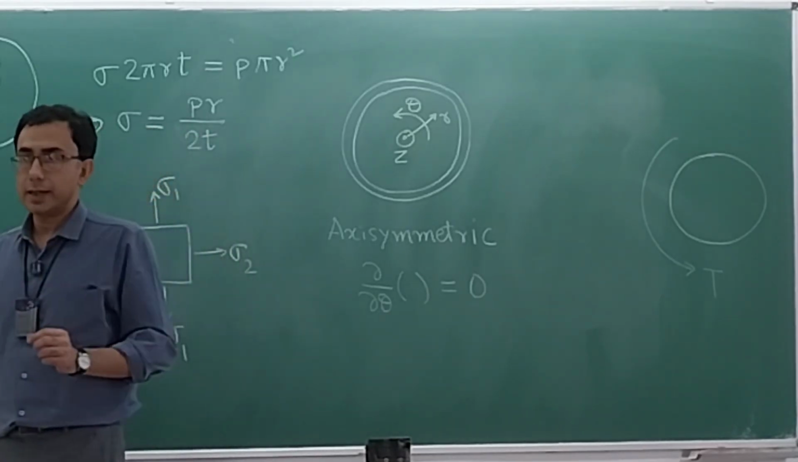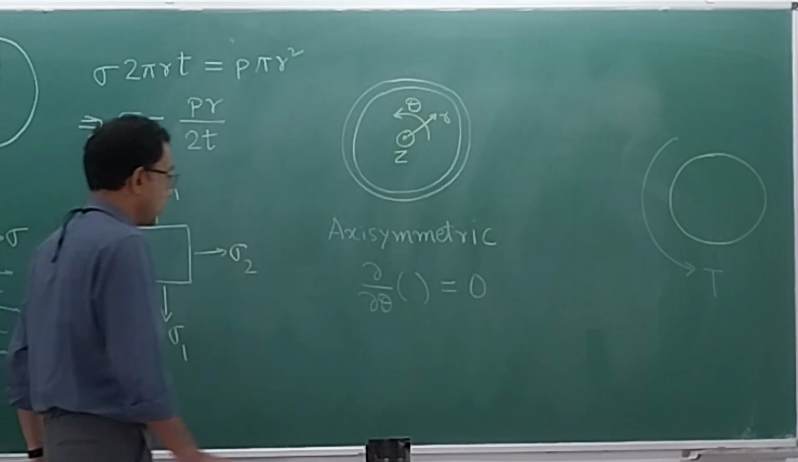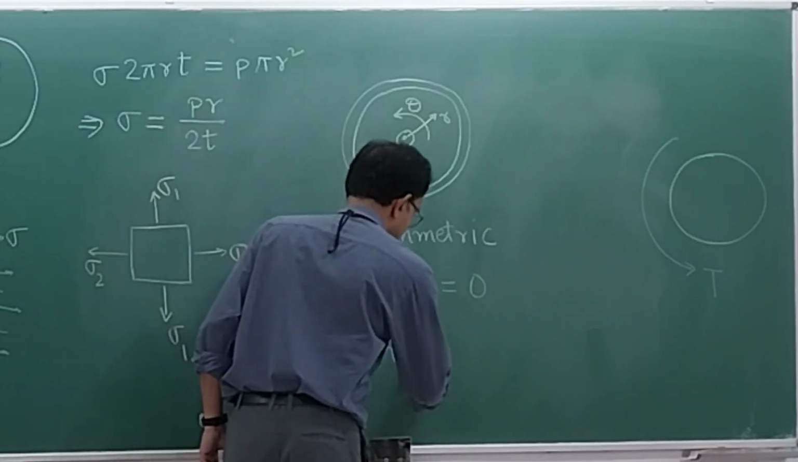However, we have just agreed that v itself is 0. v is the displacement in the theta direction. So I'll write that clearly over here. So v is equal to 0.